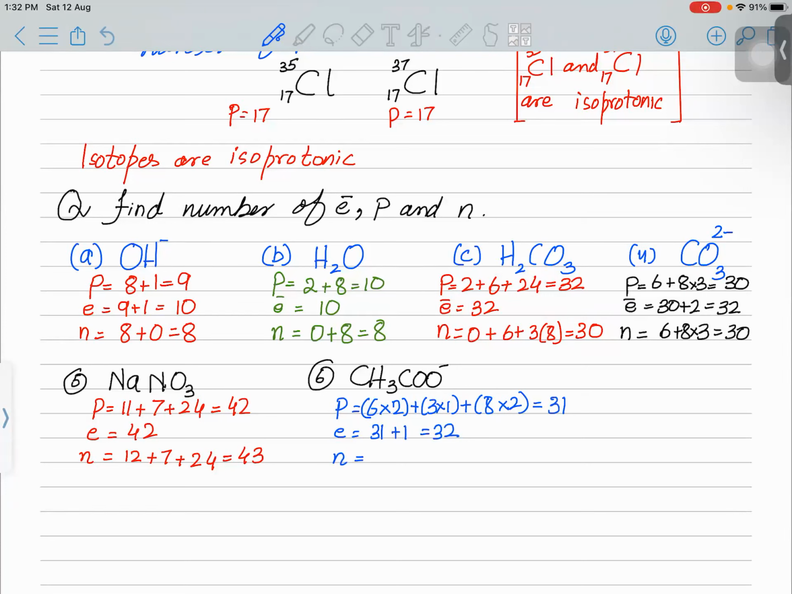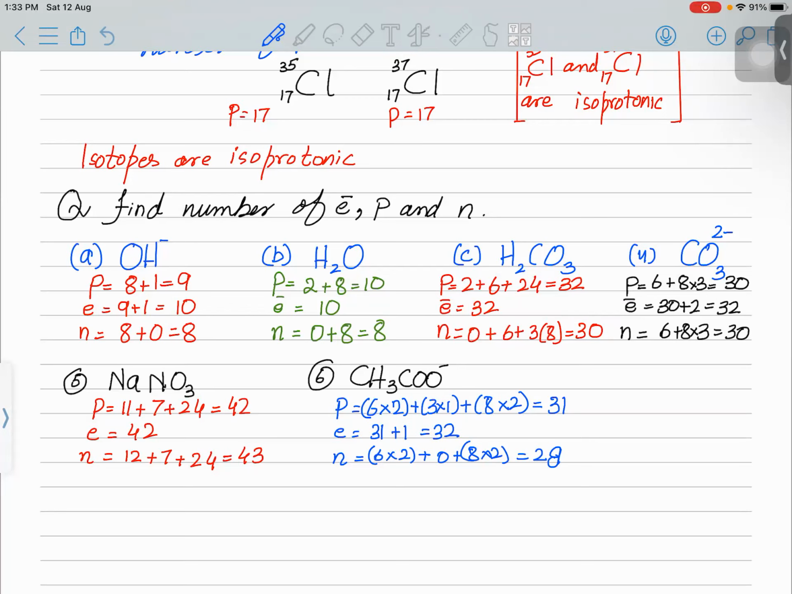Neutrons: carbon is 6 times 2, which is 12, and then 0 for hydrogen, plus oxygen 8 times 2, which is 16. So the total is 28. Be ready for such type of question in your paper 1. This is for paper 1.